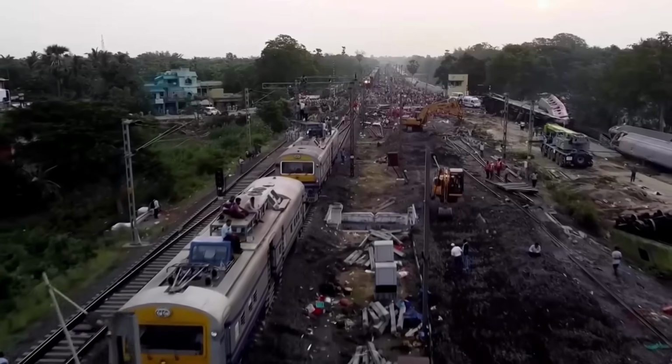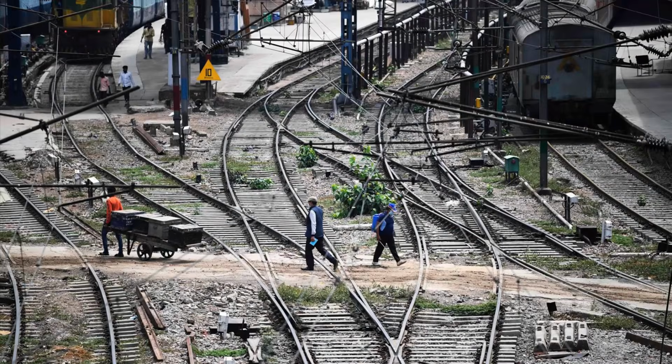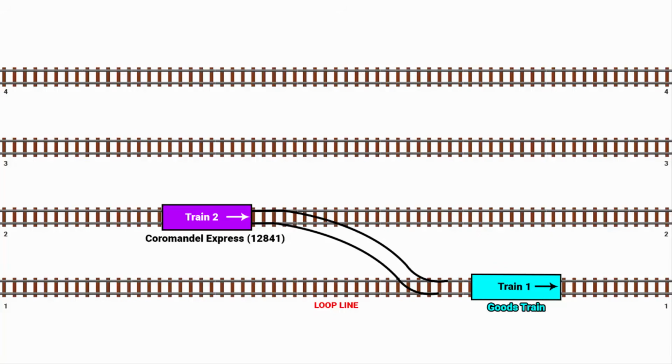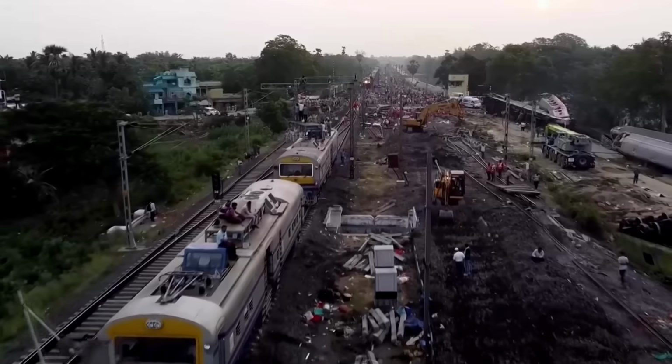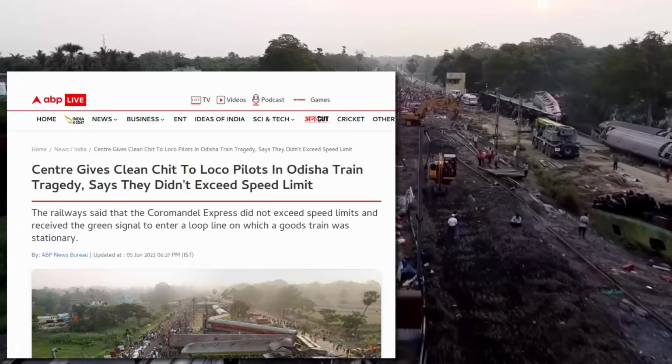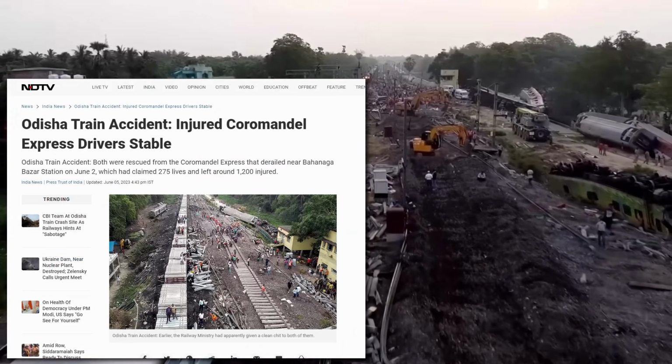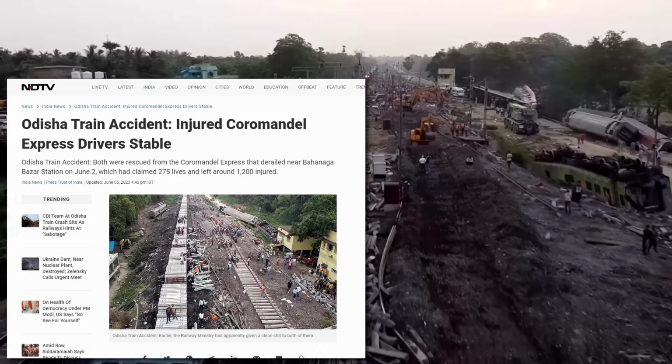Now let's go to the technicalities of this accident. As I said, there is always an interlocking system for changing tracks. Now why would a passenger train receive a signal to enter into a loop line where already a goods train is parked? Indian railway officials have given a clean chit to the passenger train driver, and luckily both the train drivers of the passenger train are alive, but the condition is serious.